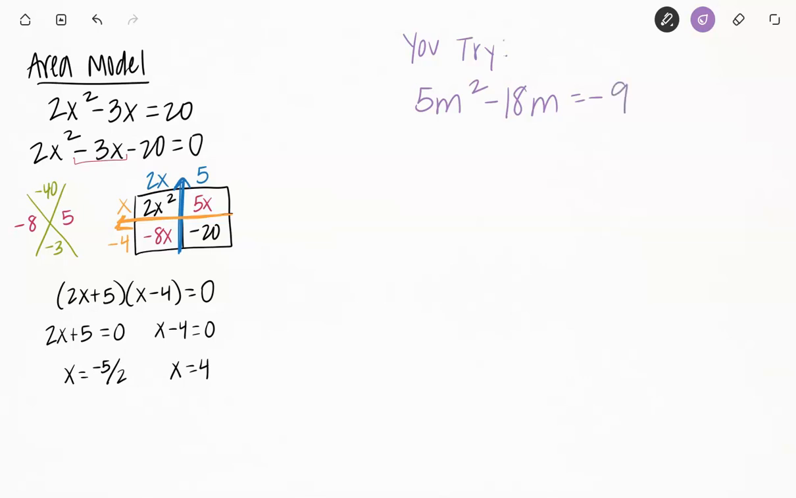If you are practicing the area model with this video, go ahead and pause and try this problem. In about 10 seconds, I'm going to start working through the problem silently so you can watch along if needed.